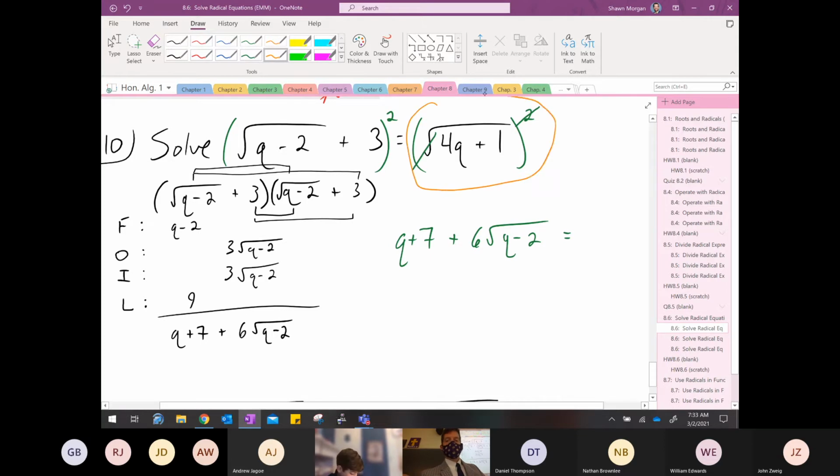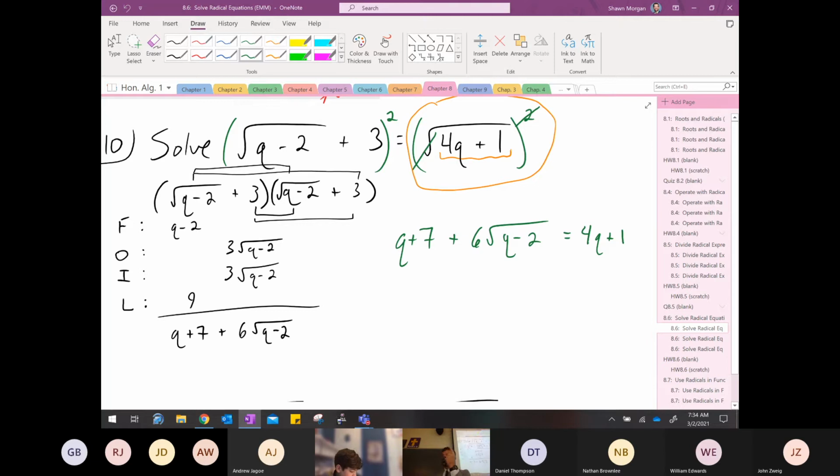Right up here. We squared a square root. So did you see how I scratched them both out? What are we left with? Yeah, 4q plus 1. Okay, so in other words, what we started with was an equation that had two radicals.